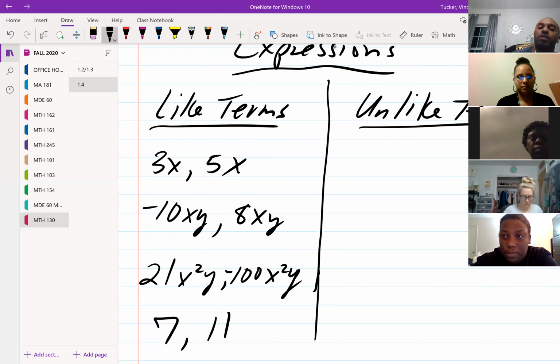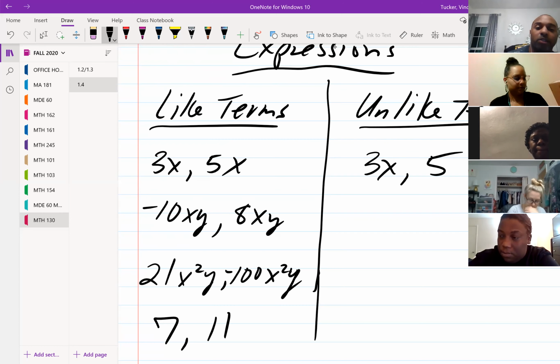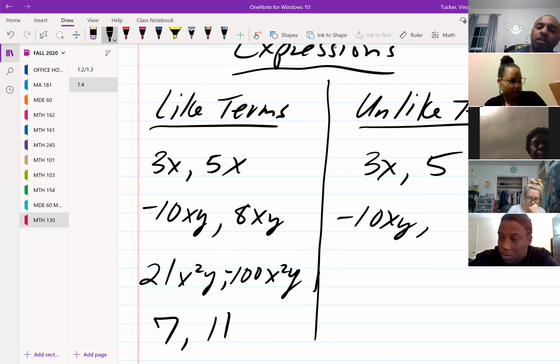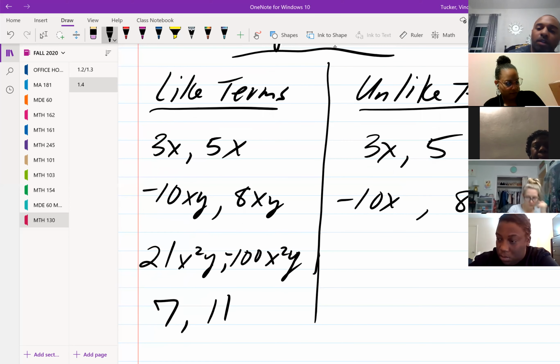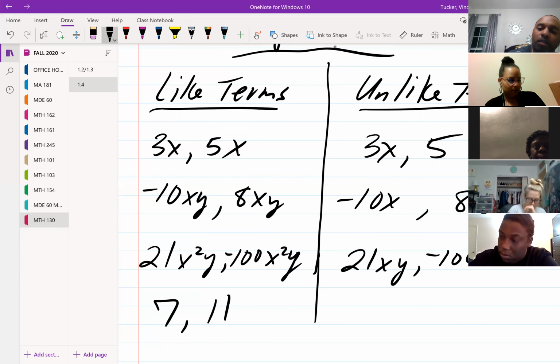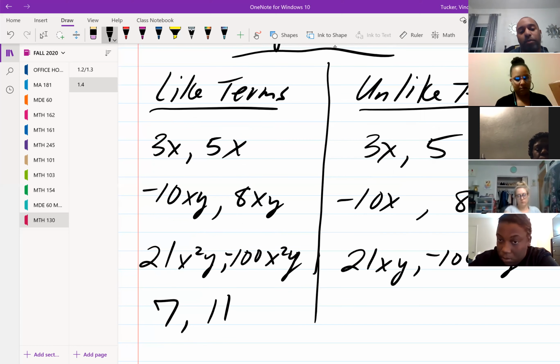So if anything changes in your variables, anything different, you cannot add them or subtract them. So 3x and 5 would be unlike terms. Negative 10xy. Let's go 10x and 8y. They're unlike. Here, xy. And then if the other one has x squared y, they will still be considered unlike, even though they both have xy involved. So if anything's different in your variables, you cannot add them or subtract them from each other.